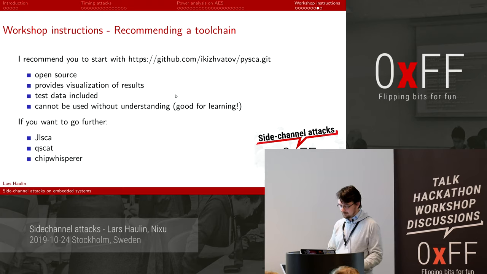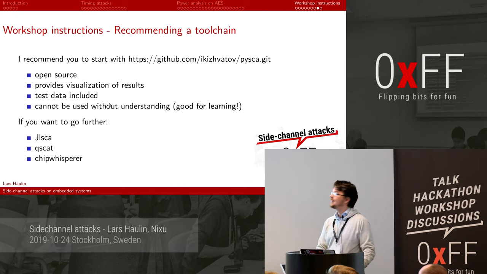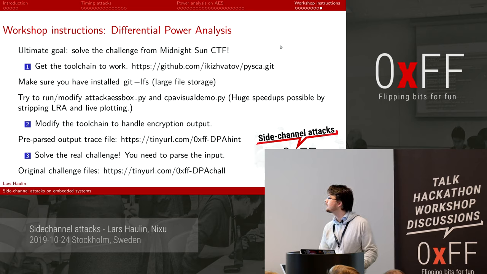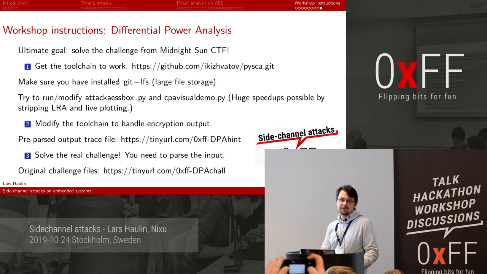So now it's time for the last slide, the workshop instructions. The ultimate goal is to solve this challenge that was distributed for the qualifiers. So the first step is to get the toolchain to work. It's available here. But it contains some large files, so you need to make sure that you have Git Large File Storage installed. The next step is to make sure that you have all the dependencies. I had it previously installed, so I don't know if some of the dependencies need to be installed. But please let me know.